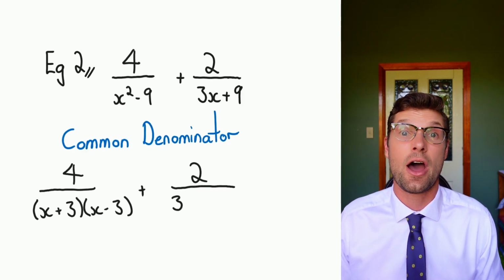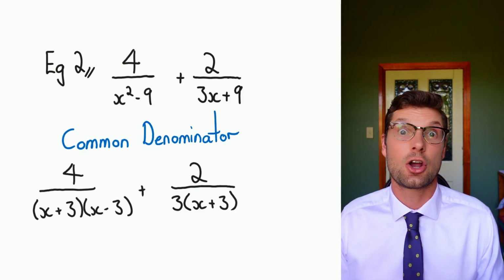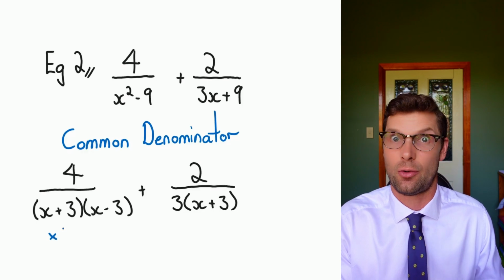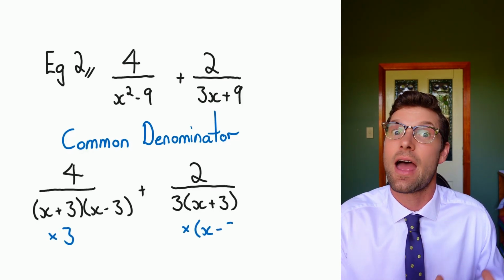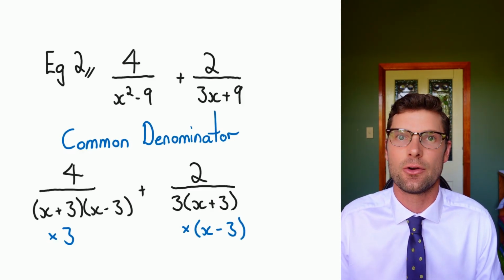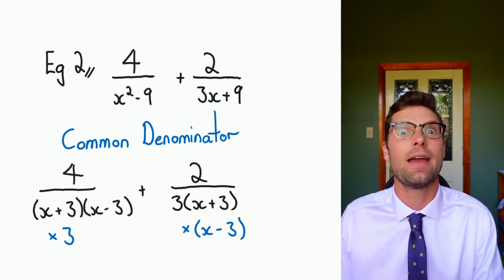That 3x plus 9, I can take the 3 out the front and I'm left with x plus 3. So to make these the common denominator, I'm going to have to multiply the first fraction by 3 in order to get that exactly the same as the other side. But as I do that, I've got to also multiply the second fraction by x minus 3. And that will get these to both be 3 times x plus 3, x minus 3.